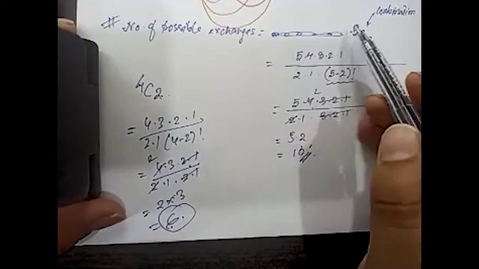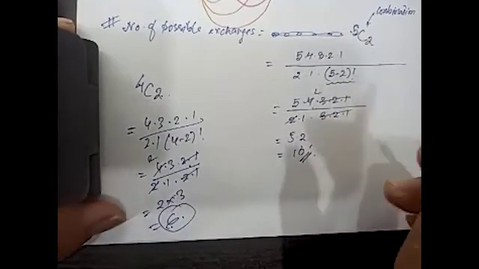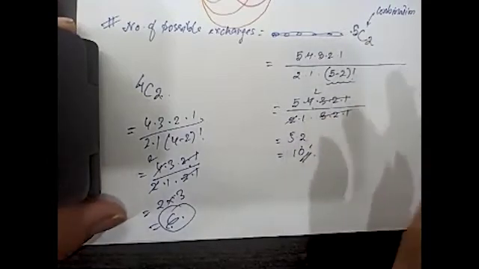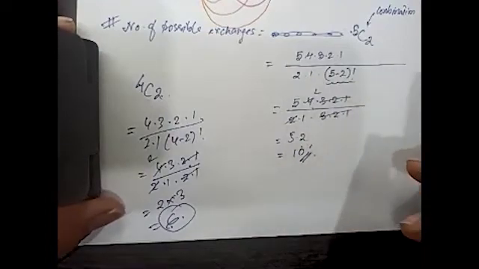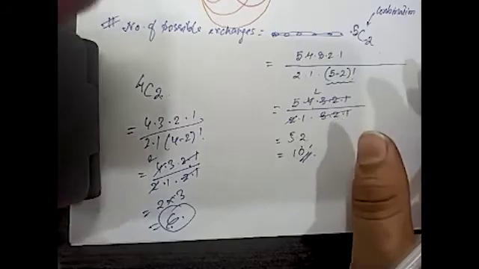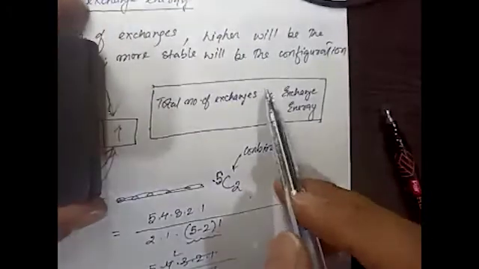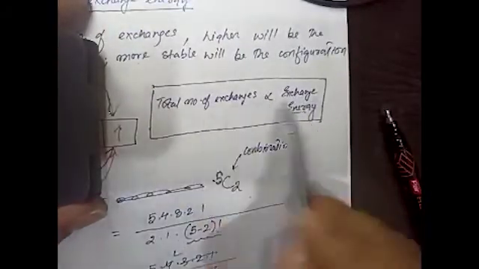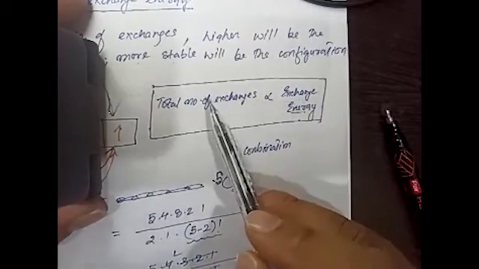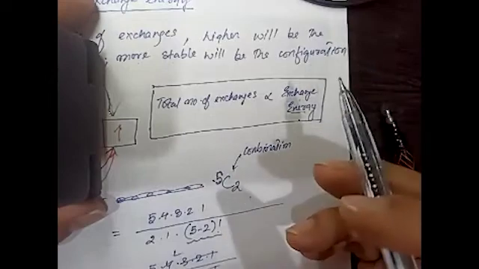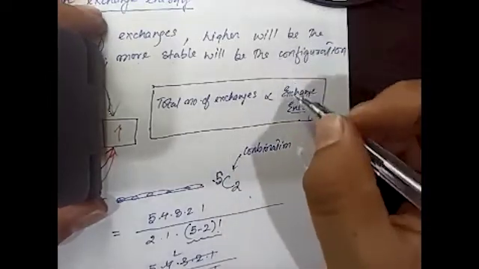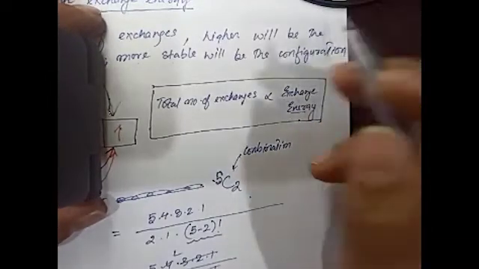So if we have 5 unpaired electrons, there are more possible exchanges. The higher the number of possible exchanges, the more the exchange energy. The more the exchange energy increases, the more stable the compound or element becomes with that particular configuration. I'll write the summary right now.